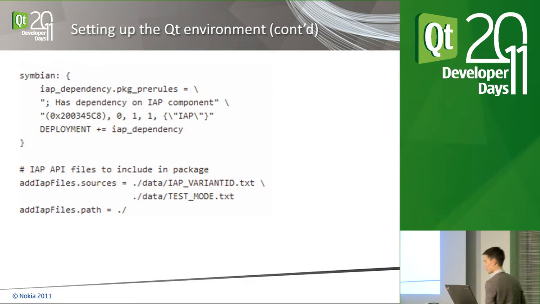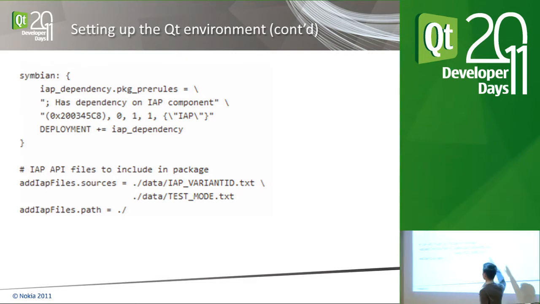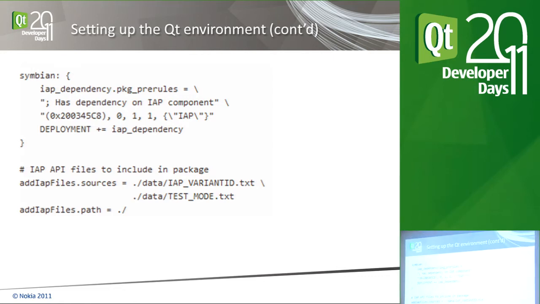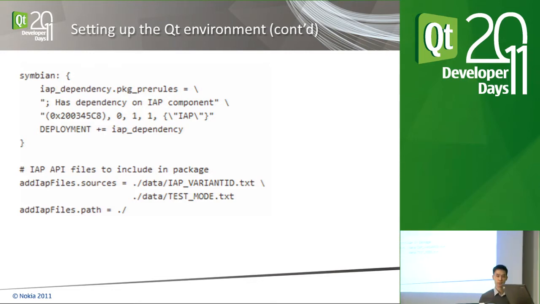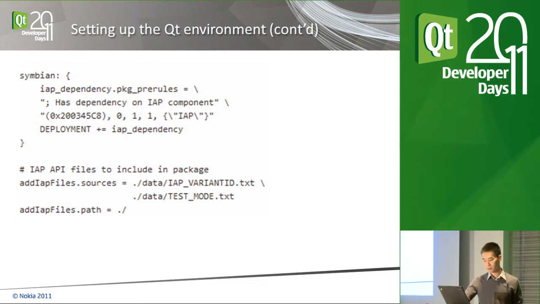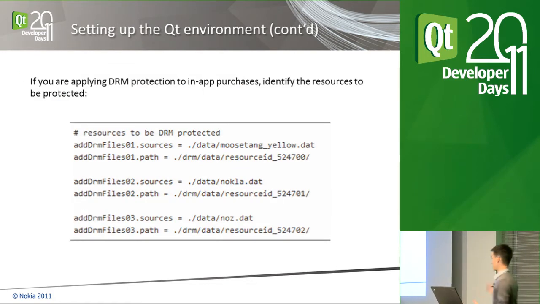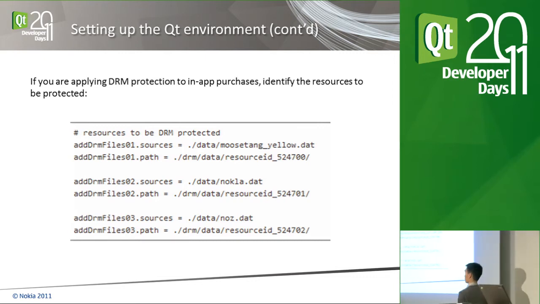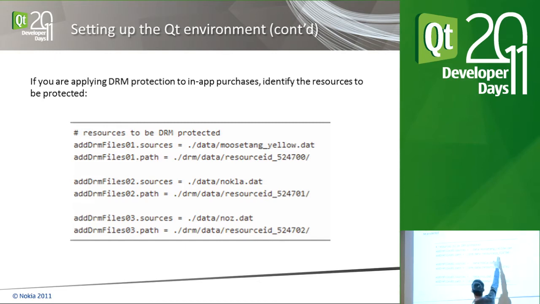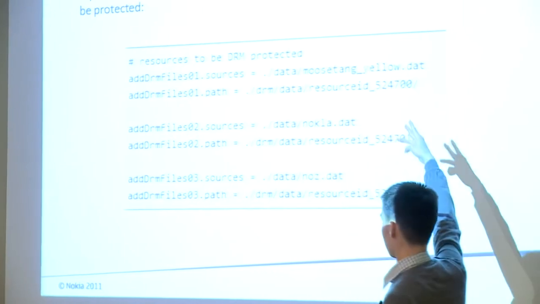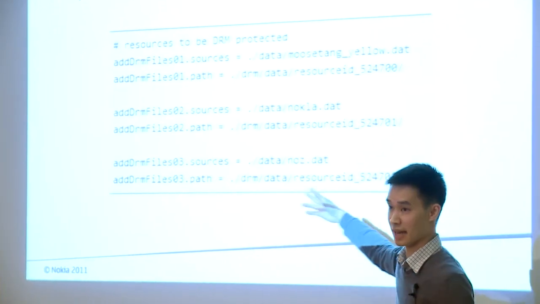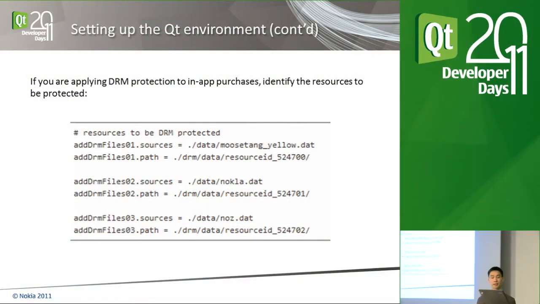We also define our dependency to this particular in-app purchase component. I mentioned the two files, the in-app variant ID and also the test mode txt file. This is the syntax for you to include those files. And also, this is a syntax you would use to include files for encryption. This is the DRM data resource ID, and I've taken this from one of the samples. In this case, there are 3 resources that the developer wanted encrypted.